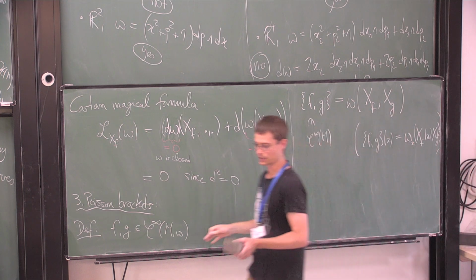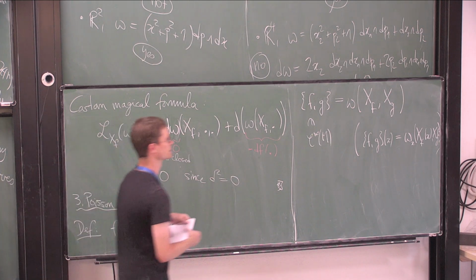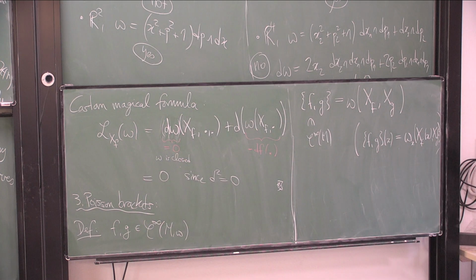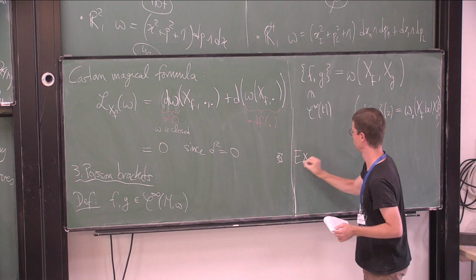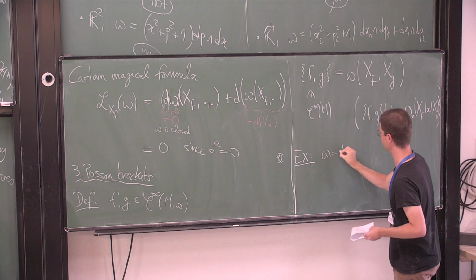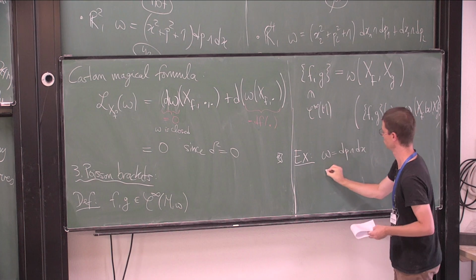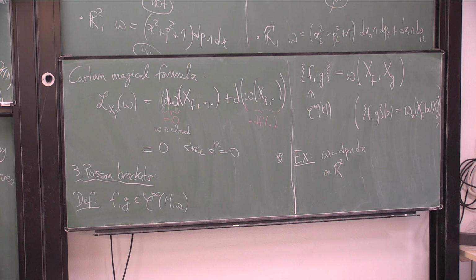Okay, so this is a very nice object, and let's study a bit its properties and give an example, and then we will really see why it's very important. I mean, the physicists already know why it's important. It somehow gives how quantities like observables change over time. But before going there, let's give an example. Always the same, very basic example, dp wedge dx on R2. What's the Poisson bracket in this case?